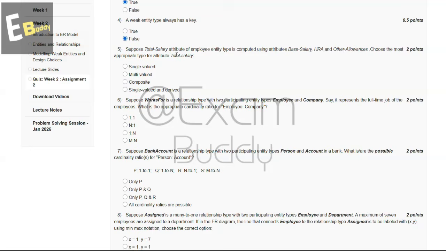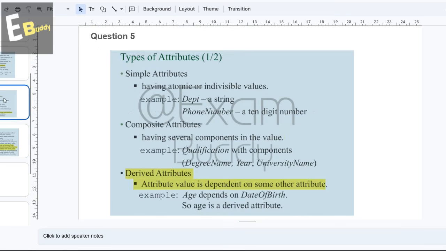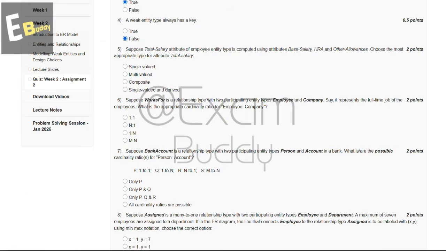Suppose the total salary attribute of the employee entity type is computed using the attributes base salary, HRA and other allowances. Choose the most appropriate type of attribute for total salary. So these are the options and now let's check the explanation. The explanation says a derived attribute's value is dependent on some other attribute. So the answer of our fifth question is D, single value and derived.